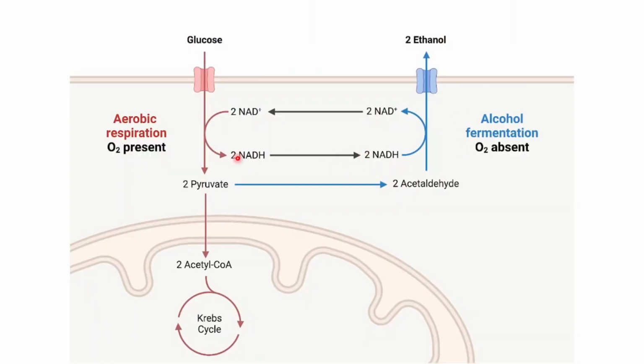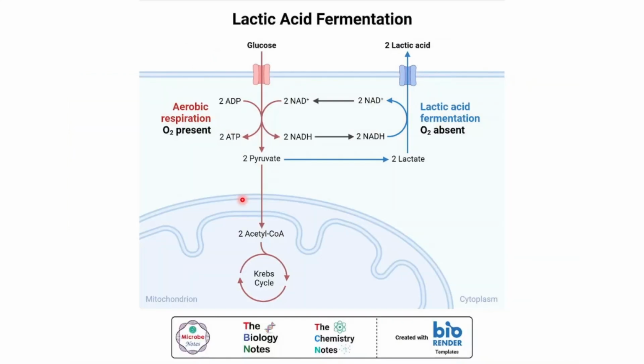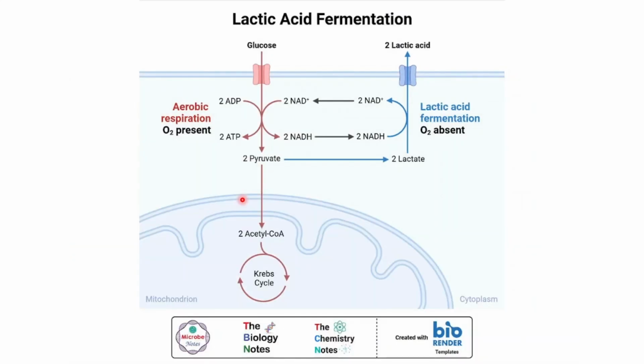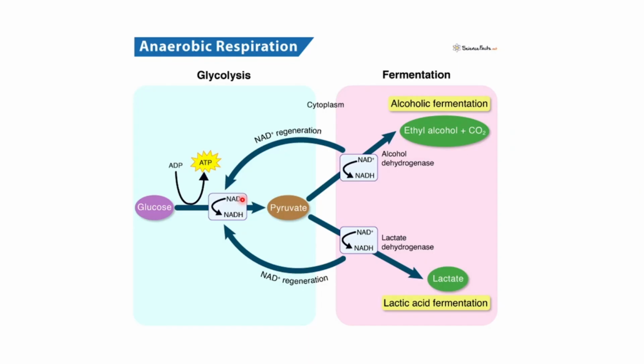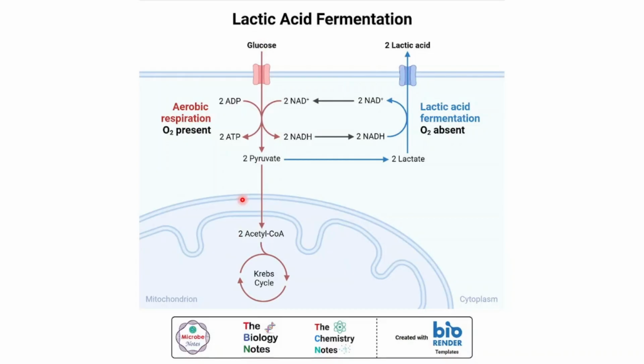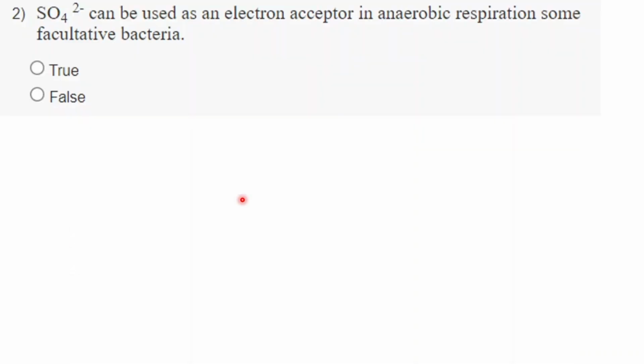Are there any questions regarding this? The process is kind of similar for both lactic acid and alcoholic fermentation. It's just that in lactic acid fermentation, NADH directly transfers electrons to pyruvate, but in alcoholic fermentation, a pyruvate derivative comes in between. So these are the two processes of fermentation. The question was, anaerobic utilization of glucose happens in fermentation, which is true. Anaerobic respiration does happen, and the process is called fermentation.